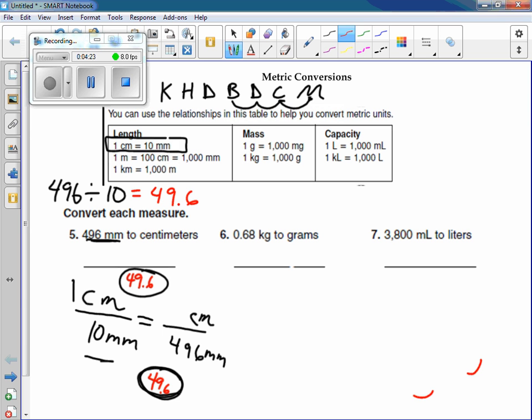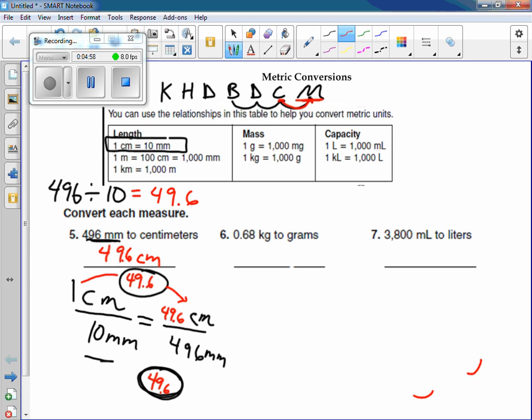If I have 1 centimeter for every 10 millimeters, I can do 1 times 49.6, and I would get 49.6 centimeters, which I believe I said would be the answer before if we used that King Henry method, starting at millimeters and moving to centimeters. We'd just move that decimal place 1 place to the left. So this is just another way to look at how to convert. We can show it proportionally. We have 2 equivalent ratios here.